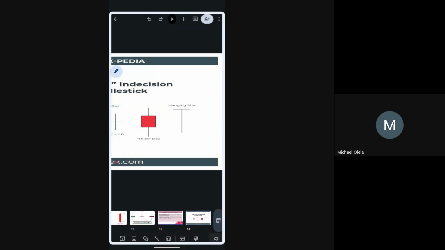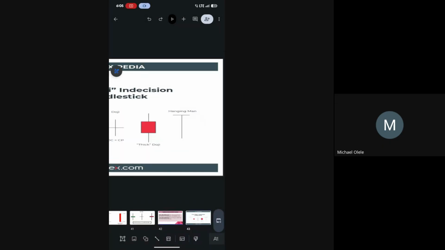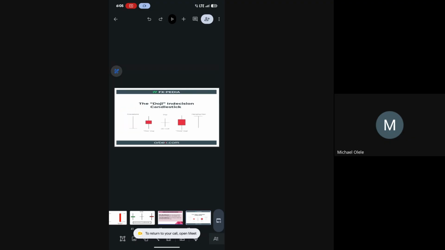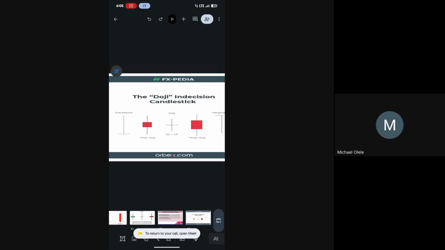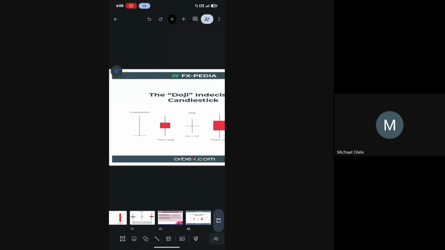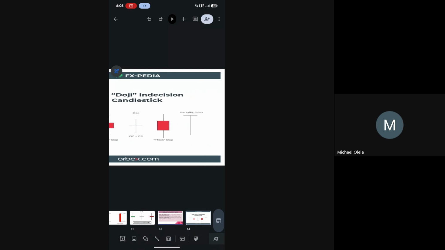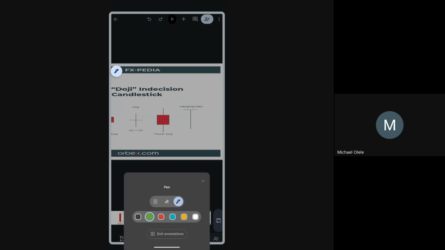So those are the basic and most important candles that we need to know. We must know the indecision candle, or the doji. We must know the thin candle. We must know the gravestone. We must know the hanging man. Sometimes this hanging man is called what? It's called hammer.